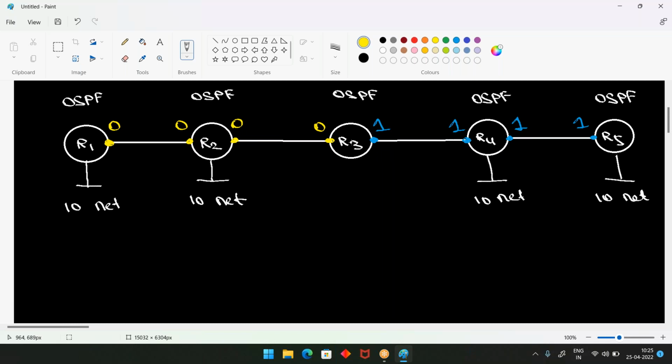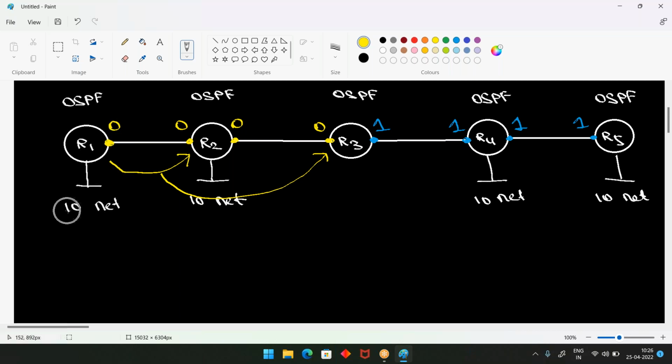When we configure multiple areas like this, what happens? The R1 router will share its network information with the same area devices only. That means R1 will share the network information with the R2 router, and R3 also belongs to area 0. In the R3 router, one of the interfaces belongs to area 0 only. So the R1 router will share the networks with R3 as well.